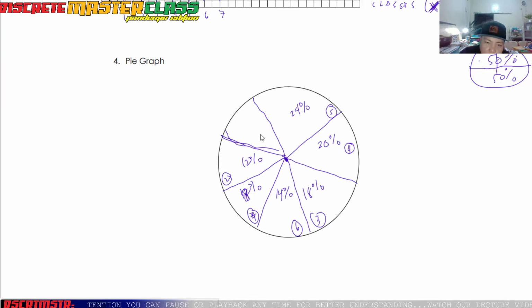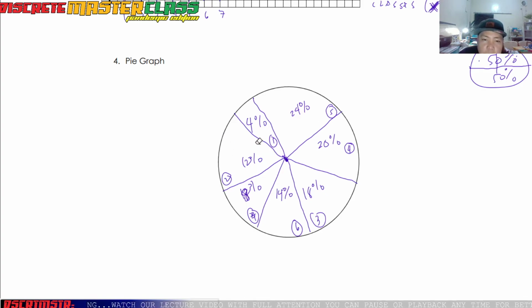Pero dapat, sa inyo, pag ginawa nyo, medyo maliit talaga yung 4. Siya yung pinakamaliit sa lahat. So, kaya nyo na yan. Okay? 4%. Ito yung 1. Kompleto ba? 1, 2, 3, 4, 5, 6, 7. Okay. So, let's say ito lang yung 4. Okay.